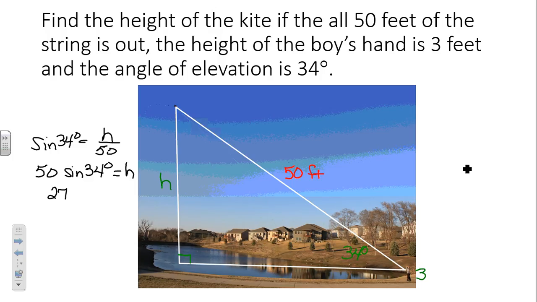$27.96. 28 feet, close enough. We're not that precise, right? So we're at 28 feet, and then we have to add the height of the boy. His name is Anthony, not that it matters. Extraneous information that we throw at you. Okay? So we can handle those kinds of problems, right? Especially when there's a picture given.